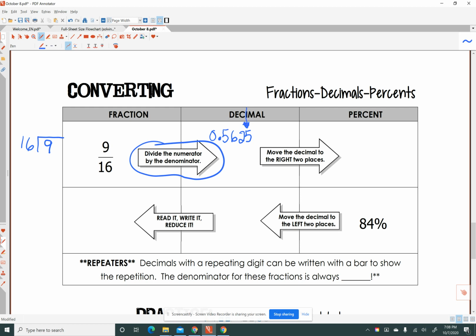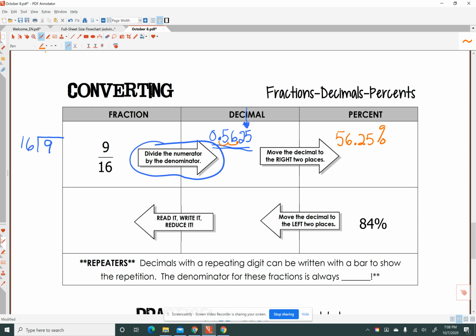Now, as a percentage, we multiply this number here, this 0.5625, times 100. And when we do that, that really has the same effect as moving a decimal point 2 places. But remember, what we're really doing when we do that is we're multiplying that by 100. And we end up with 56 and 25 hundredths of a percent.